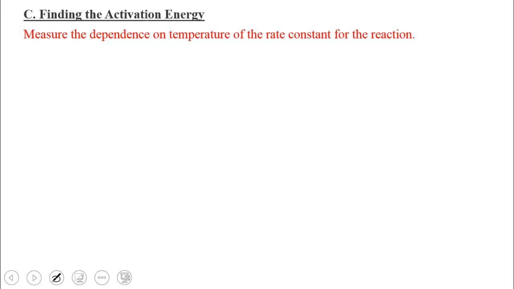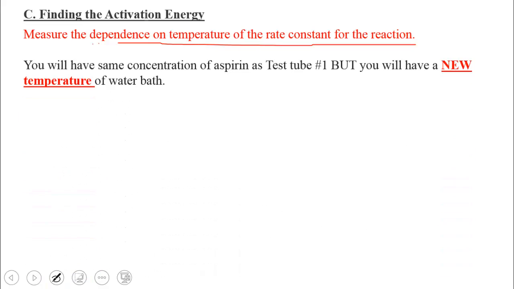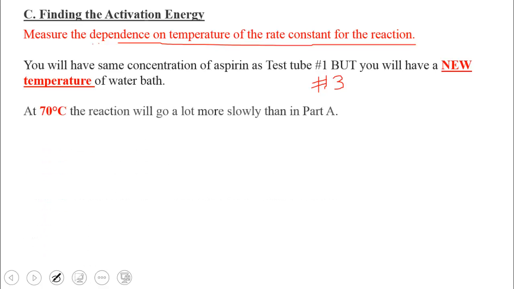Now, to find the activation energy, this is going to be looking at the dependence of the temperature on the rate constant. And so this is going to be between trials 1 and 3. So now in test tube number 1, you do have the same concentration as test tube number 3 of aspirin. They're about 60 milligrams. But now we need a new temperature. And so in test tube number 3, we are going to cool down our water bath. So for us, we do want to shut it off or add some ice. I would add ice. Add ice to the water bath to get the temperature down.